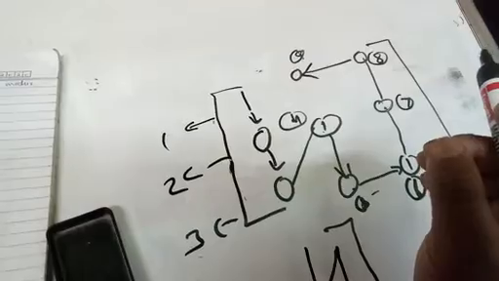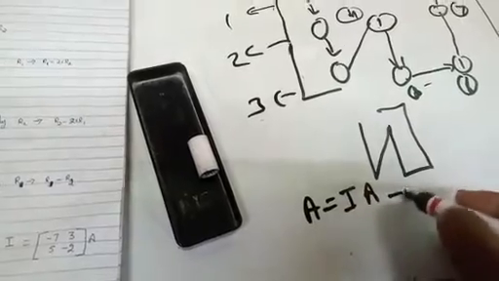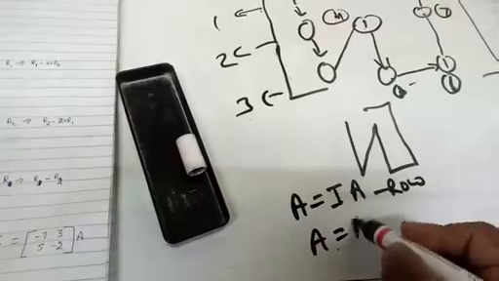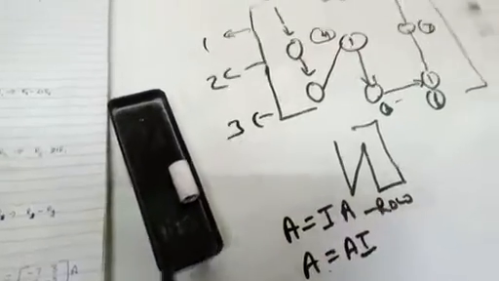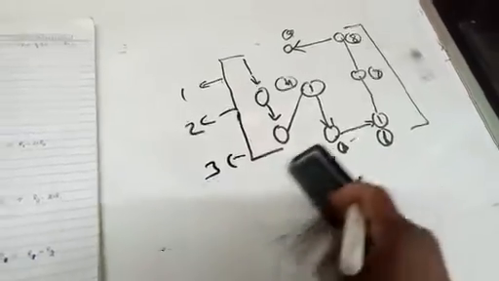And as I told you already, if we are taking the row transformation, then A is written as IA for row, and for column it is written as AI. So let's see how to do the questions by using this concept.